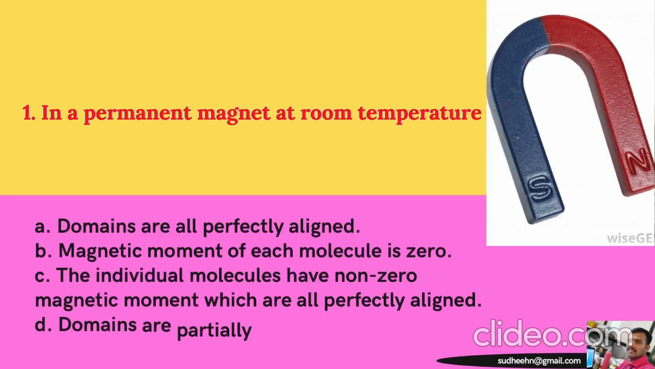In a permanent magnet at room temperature, options: A, domains are all perfectly aligned. B, magnetic moment of each molecule is zero. Option C, the individual molecules have non-zero magnetic moment which are all perfectly aligned. And option D, domains are partially aligned.